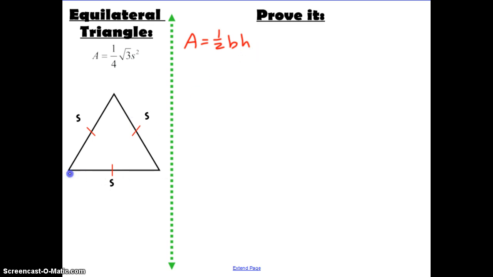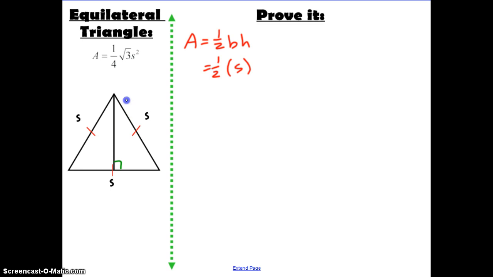The base is just this s. So when we substitute in, base is s. So we actually need to find the height, which is going to be the altitude. So let's bring in our perpendicular segment here to get our altitude, and then we'll begin our calculations for that.